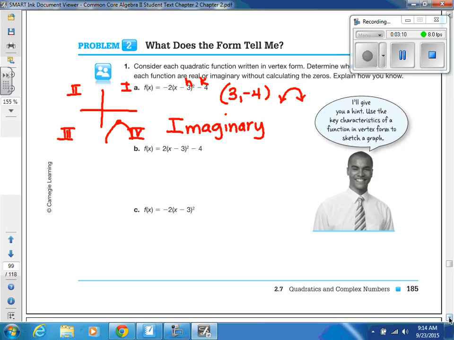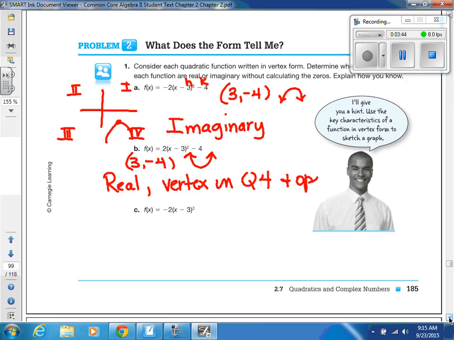How about B? What's the vertex on B? 3, negative 4. Same one. Which way does it open? How do you know it opens up? 2 is positive, okay. Real zeros or imaginary zeros? Real. How do you know? Yeah. The vertex is in quadrant 4 and opens up.